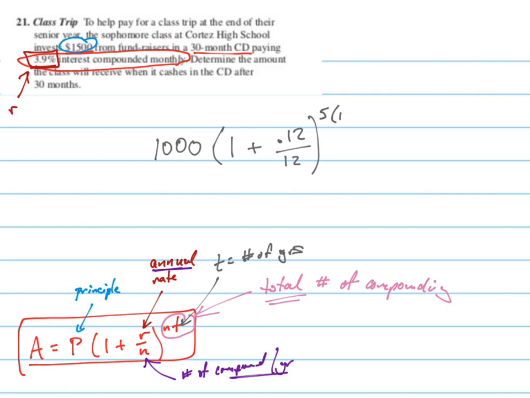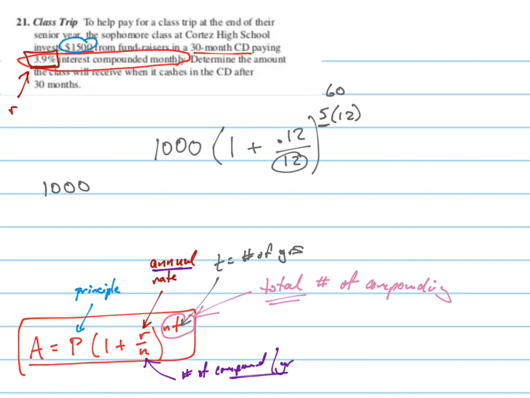So you would do 5 times 12, because in total, how many times are you going to compute the interest? You're going to do it 12 times. You're going to compute the interest 12 times for 5 years. So there's a total of 60 times that you're going to compute the interest. So let's just see what happens.